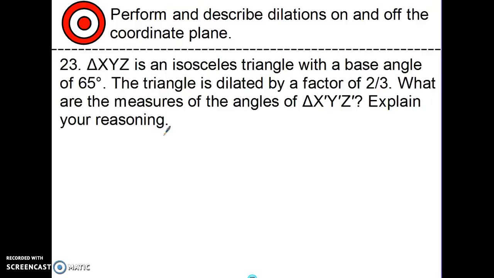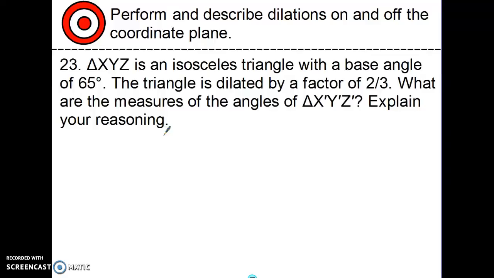Say I tell you I have an isosceles triangle with a base angle of 65, and it's going to be dilated by a factor of 2/3. What are the measures of the angles of X prime, Y prime, Z prime? So basically after I've done the dilation.